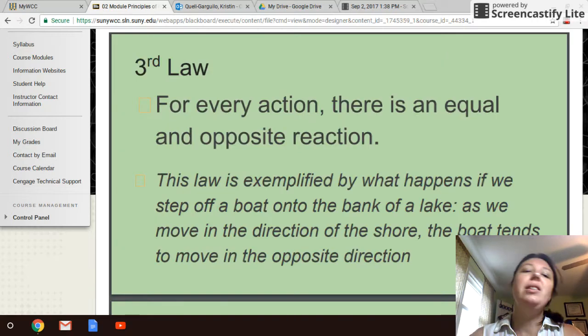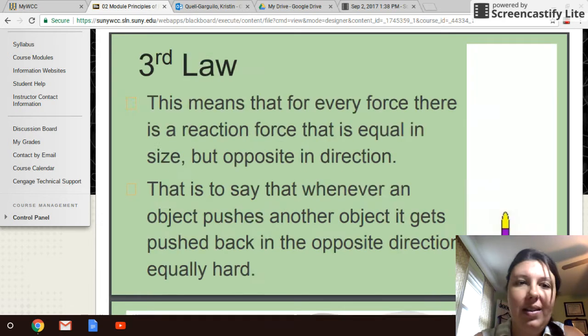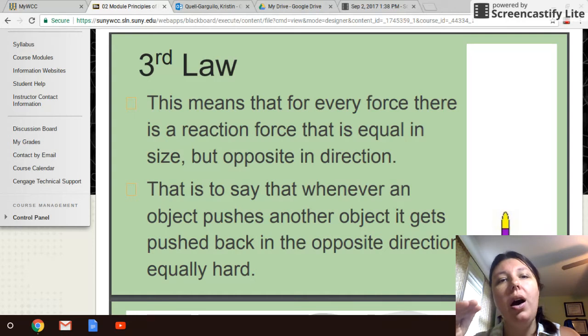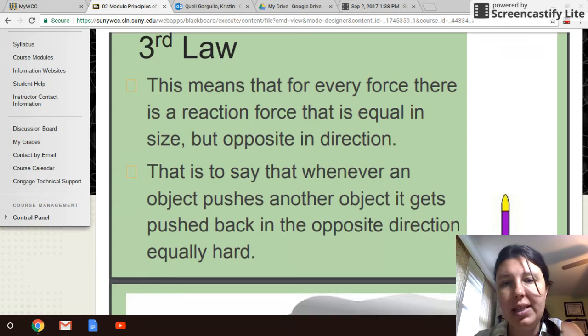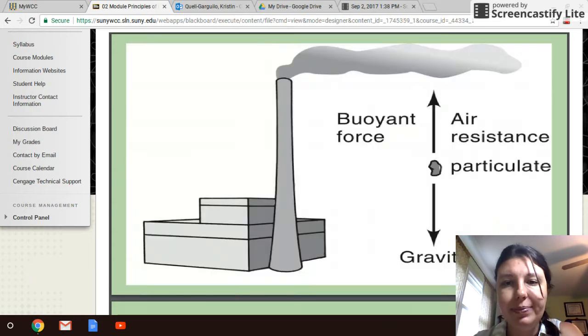Which brings me to the 3rd law. For every action, there is an equal and opposite reaction. We can think of things like jet propulsion, where we are pushing off of the atmosphere, and as the rocket takes off into the atmosphere, it pushes down on the actual exhaust coming out, and the exhaust pushes back up on the rocket, accelerating it forward. So equal and opposite reactionary forces.